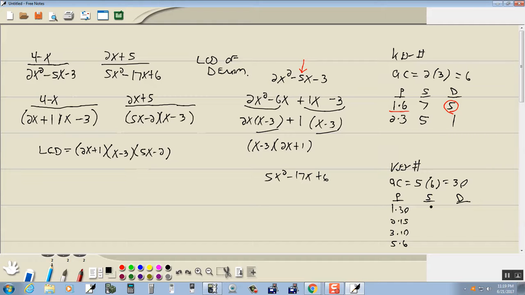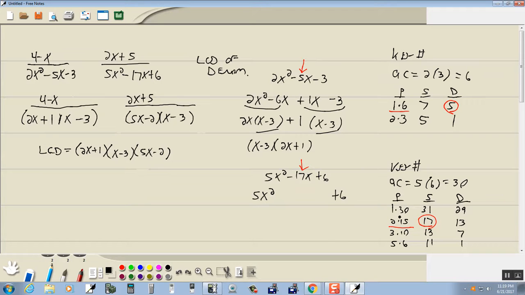The S column, add them together. 1 plus 30 is 31, 2 plus 15 is 17, 3 plus 10 is 13, 5 plus 6 is 11. The difference column, we'll subtract smaller from larger. 30 minus 1 is 29, 15 minus 2 is 13, 10 minus 3 is 7, 6 minus 5 is 1. The number we're looking for is the number in the middle term, which is 17, which is right here, so we're going to use 2 and 15.